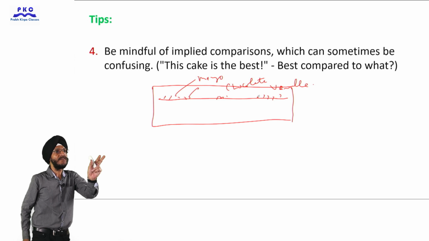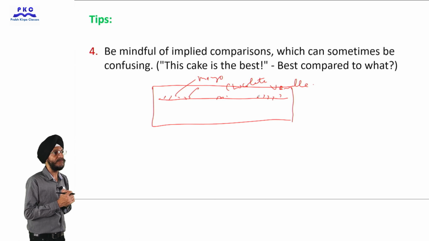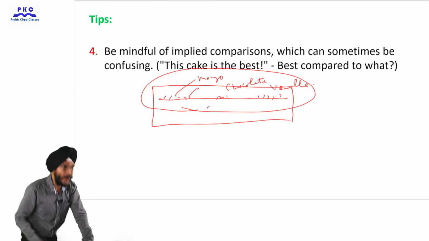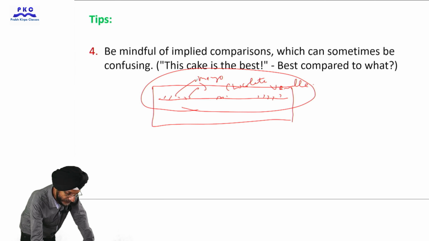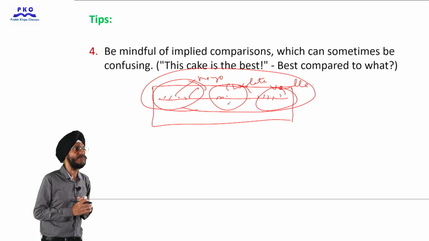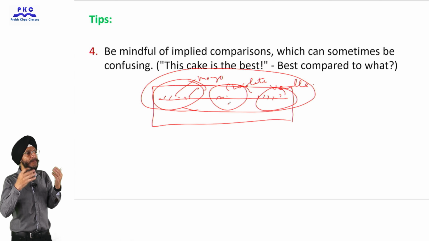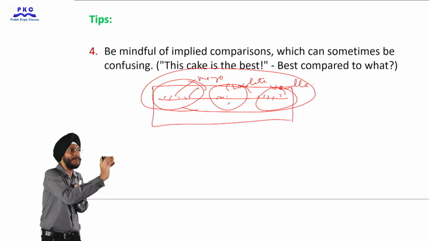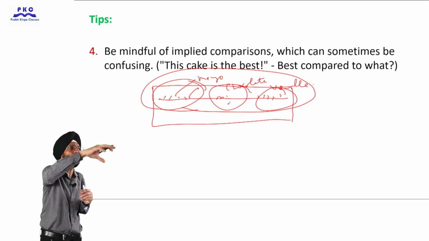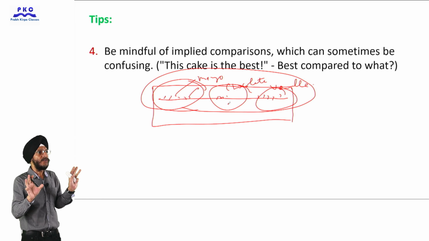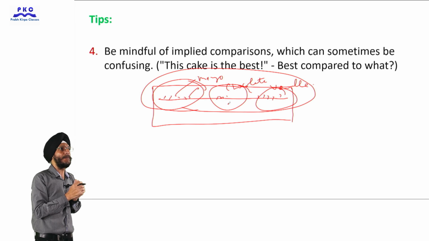If we simply say this cake is the best, what does it mean? Whether we want to say this cake is the best of all, or the best out of mango cakes, or out of the chocolate cakes, or out of the vanilla cakes, it is unclear. We are not able to convey the message properly, whether we are talking about a specific type of cake or all the cakes which were there in the party or marriage function. It is unclear.